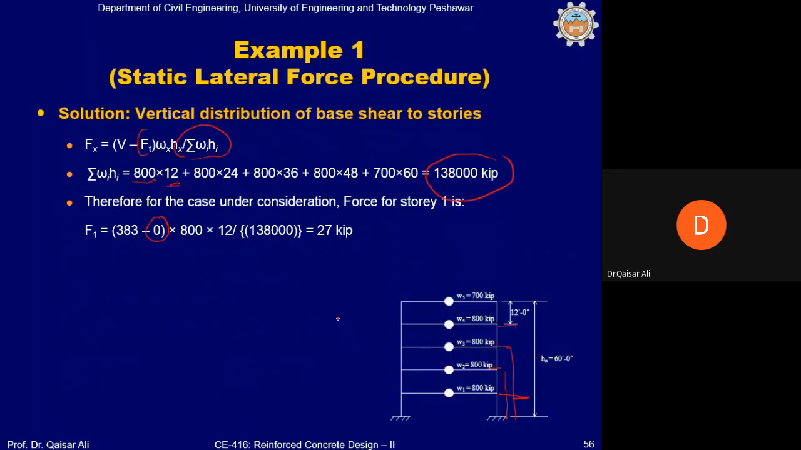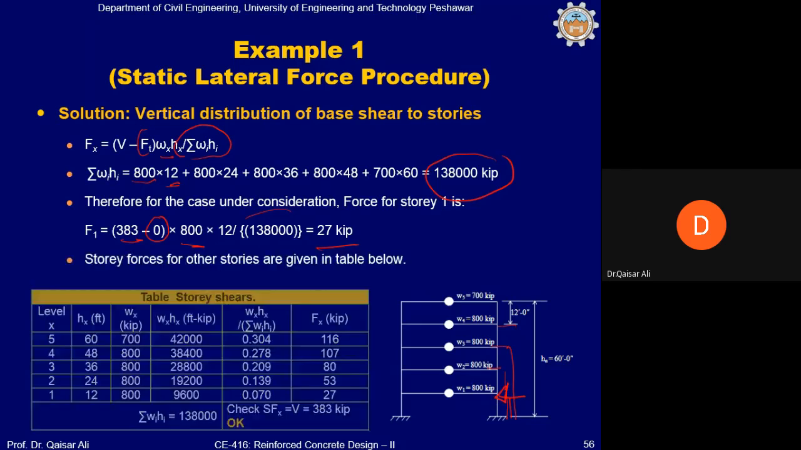Story 1. So this will be V minus Ft, 0, and Wx hx, W1 into h1. So 383 minus 0, because base shear is 383, into 800 into 12, divided by this whole. This will give us 27 kip over here, at this location. And then the rest can be calculated very easily.